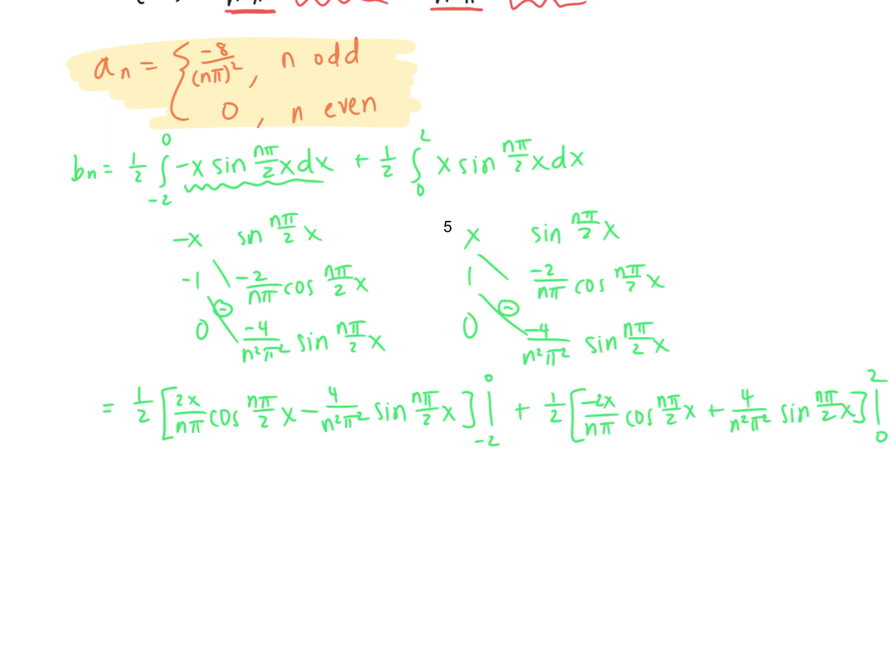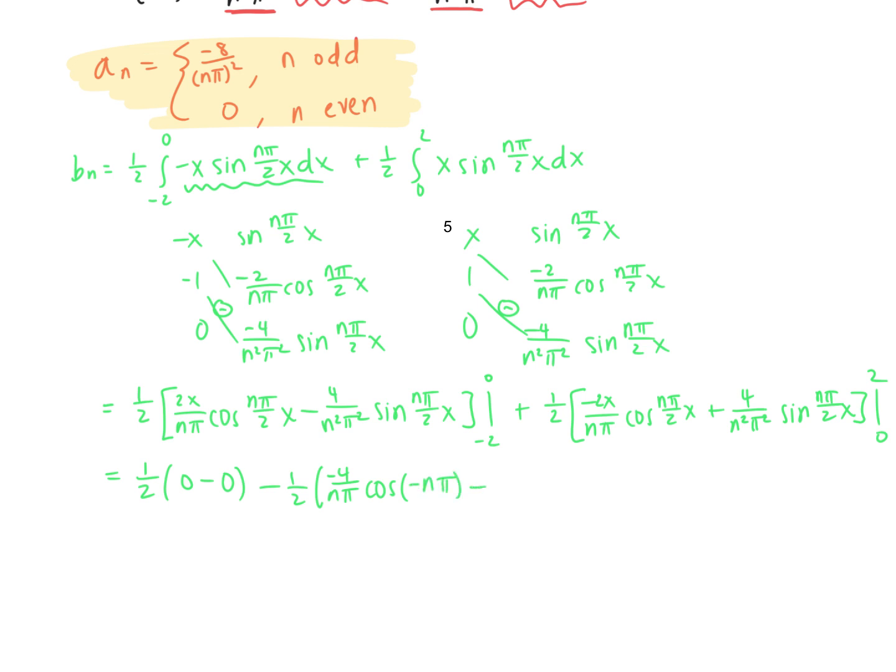Whew. Okay, we have some evaluating to do. When we plug in 0, we're going to get 0 here because of the x. If we plug in 0 here, we'll get sine of 0, which is 0. So we have 0 subtract 0. Then we need to substitute in this negative 2. If we substitute in this negative 2 here, we're going to get negative 4 over n pi cosine. If we plug in a negative 2 here, it'll cancel out, and we'll end up with cosine of negative n pi.